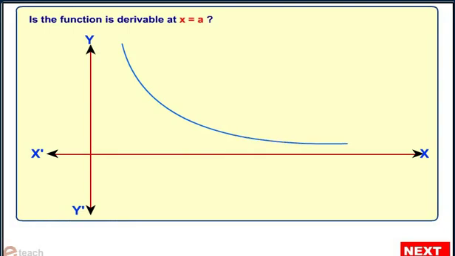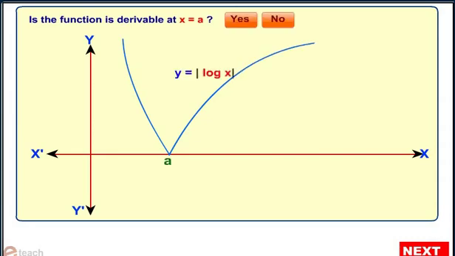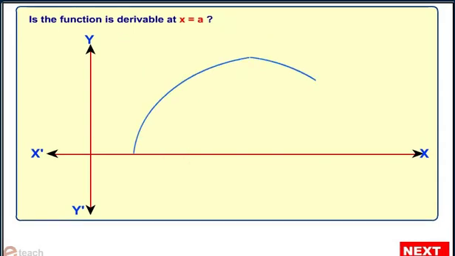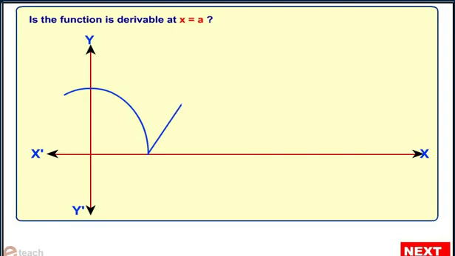Is the function derivable at x equal to a?